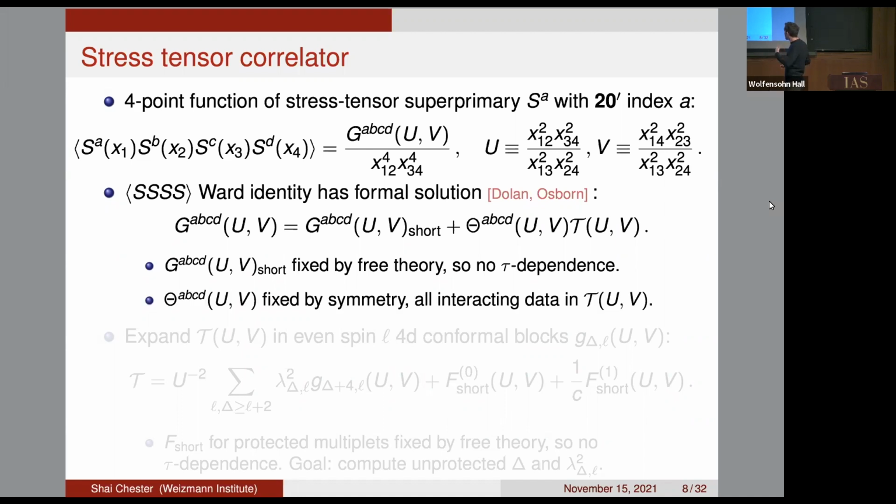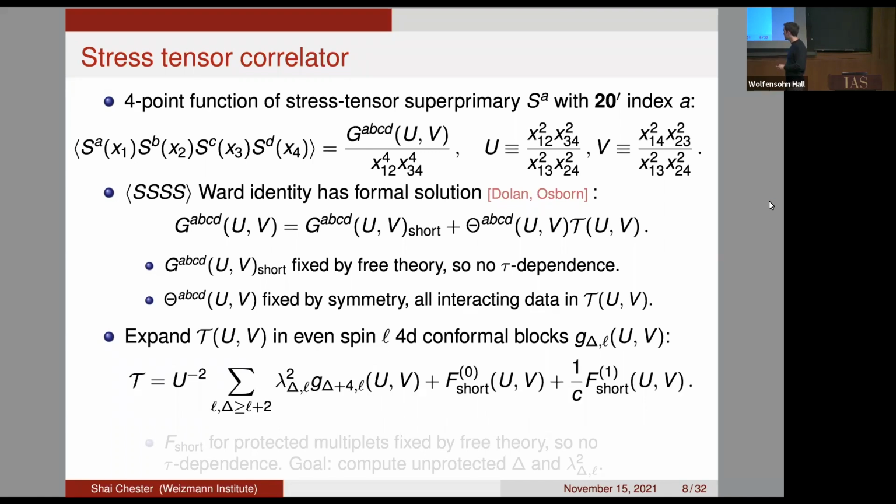And then all the non-trivial information in the 4-point function is packaged into this T of U and V. So T of U and V, you can just think of as the 4-point function, and that's the thing we're studying. Everything else is basically just fixed by symmetry. So now we can expand this T of U and V in 4D conformal blocks, as usual, by taking the OPE twice in the 4-point function.